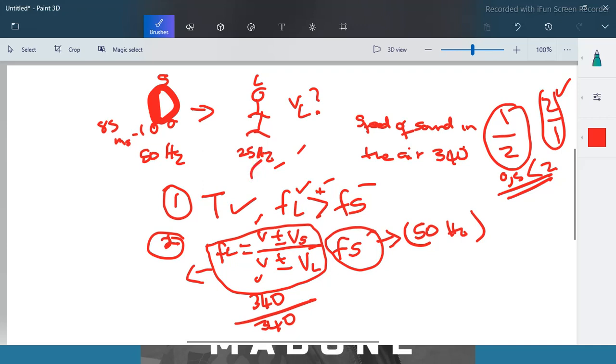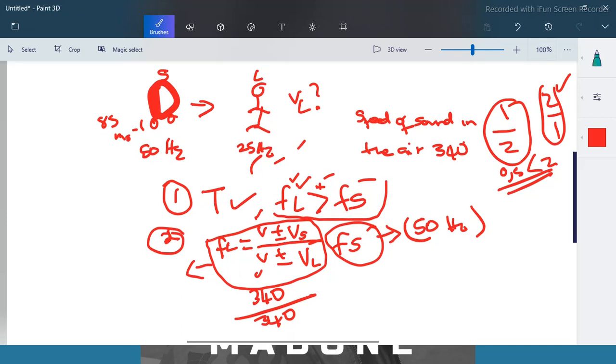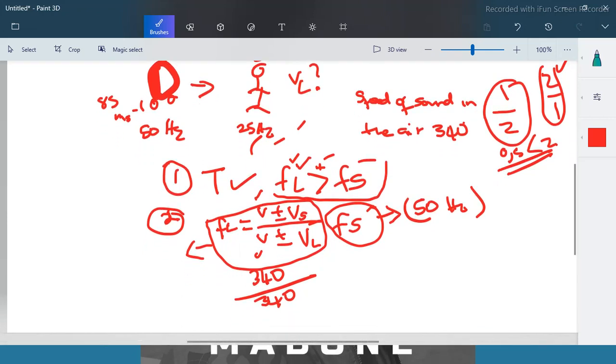It tells you that if I can have a greater denominator, a positive denominator, then it means my frequency of the listener will obey the rule that I set out for myself. So how do I make this positive? We already have 340 there. Since this must be positive, it means I'm adding. I can't make it negative because I want this to be positive.